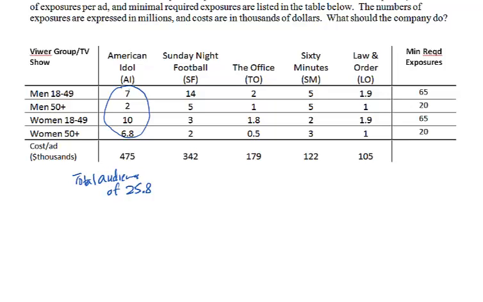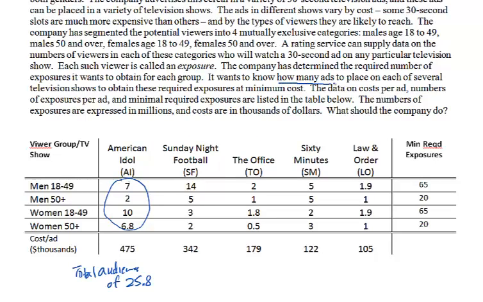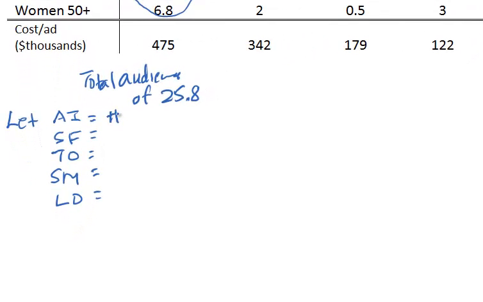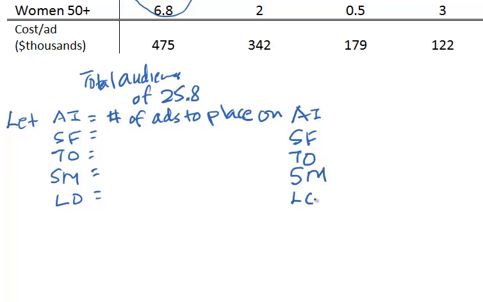Well, I don't know. From reading the problem, it's pretty clear what the decision variables should be. The company wants to know how many ads to place on each of these five shows, so there should be five decision variables. And the suggested variable names are given right here. So we will say, let AI, SF, TO, SM, LO be the decision variable names, representing the number of ads to place on the respective shows: American Idol, Sunday Night Football, The Office, 60 Minutes, and Law and Order.